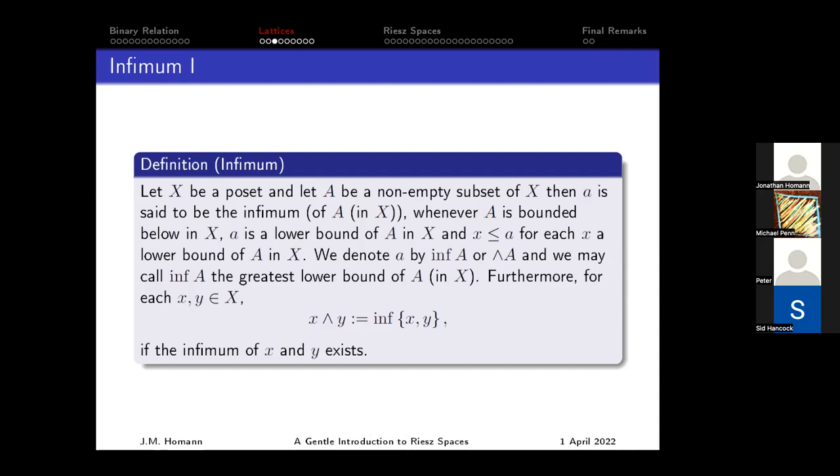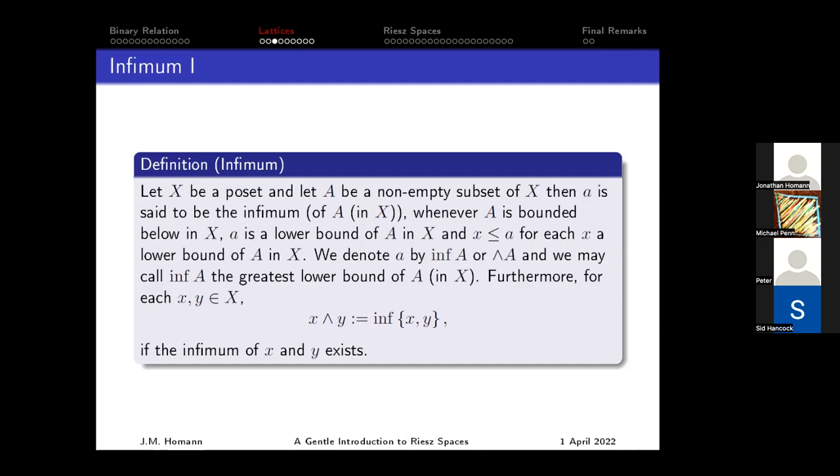Looking at the largest elements, we see that the infimum of A is the largest element of the set of lower bounds of A. And we have that it is unique, and we see it from the definition. Furthermore, we'll say for each x and y in X, that the notation x meet y, or we can say x inf y, is defined to be the infimum of the set containing x and y, if this infimum exists.